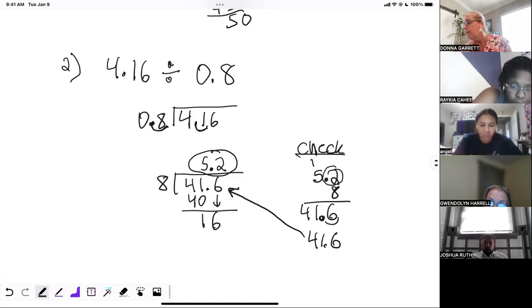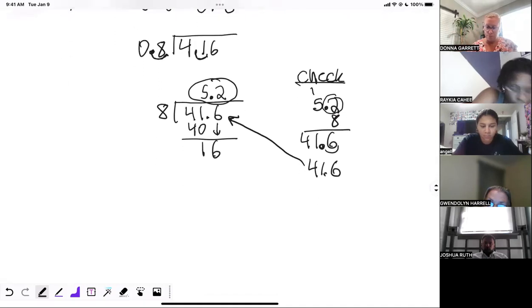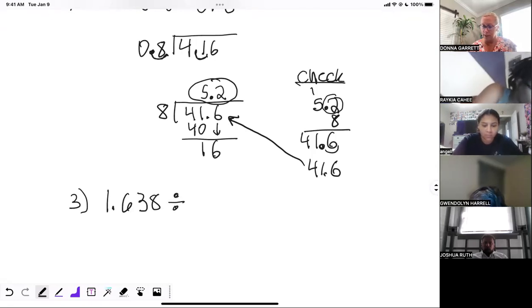Let me see which one I have. Okay, let's do this one. Number 3: 1.638 divided by 0.35.